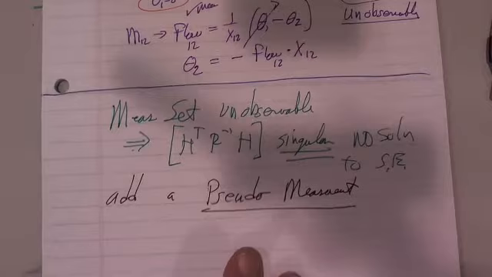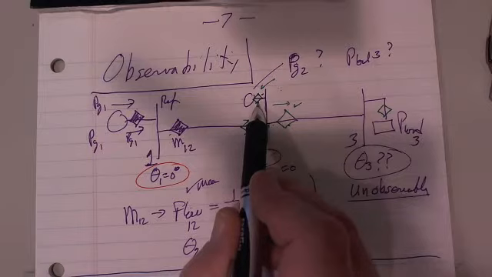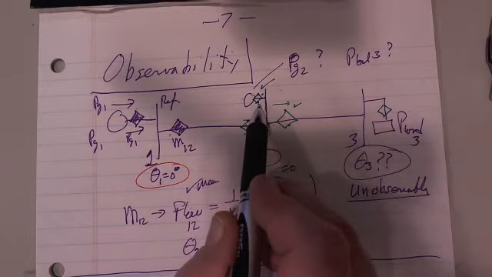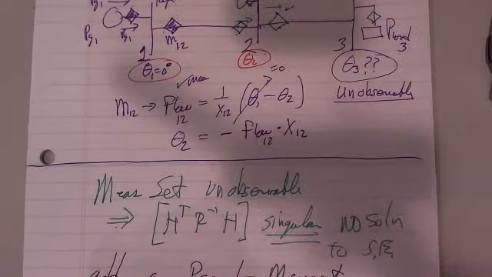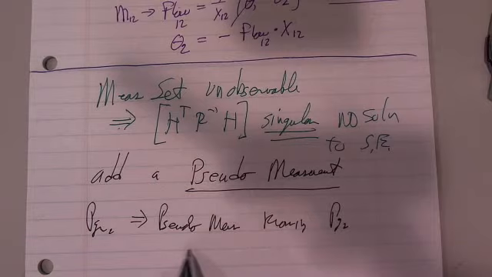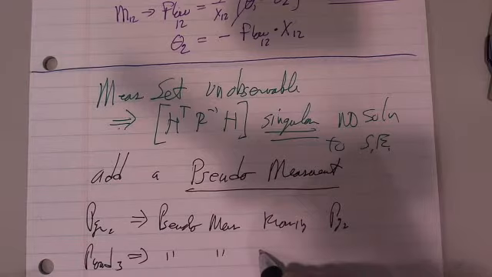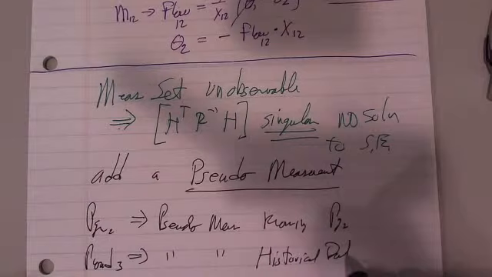Well, if you look at this thing up here, maybe this generator, maybe I know that it's generating so much because it generates that much all the time anyway. I don't measure it. It's not a measurement, but I know what the P is. So PG2 can be a pseudo measurement, simply knowing PG2 by some other means. Or PLOAD3 can be a pseudo measurement simply by having it from historical data, which is what we call a load forecast.